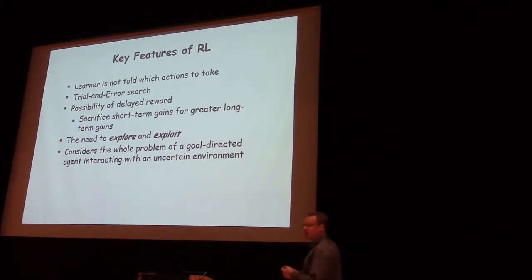For example, if you play a game, you might not find out until the end whether you won or not, and then you have to assign credit back to find which actions were good and which were not so good. So you trade off short-term gains against long-term gains, and you have the exploration versus exploitation problem, which is a big fundamental problem in reinforcement learning. You don't find out what the other actions would have led to. You only find out what happens with the action you actually took.